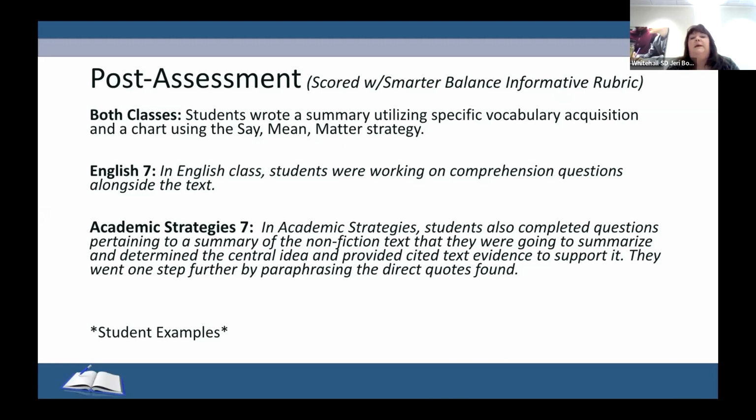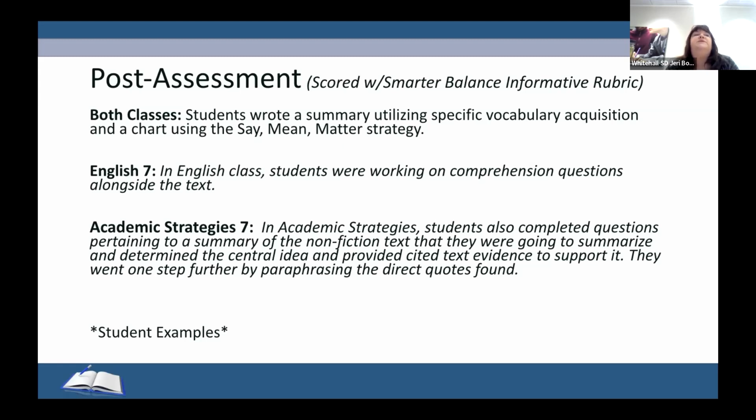They were told that they were going to summarize and what we needed to focus on. So we went over that a little bit, provide text evidence. I always push them to support what they're saying with text evidence and cite them.